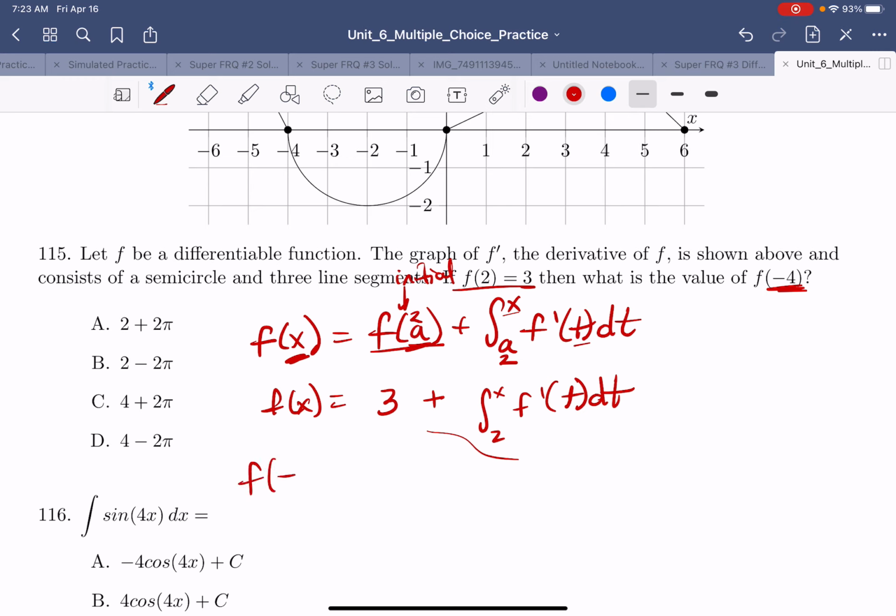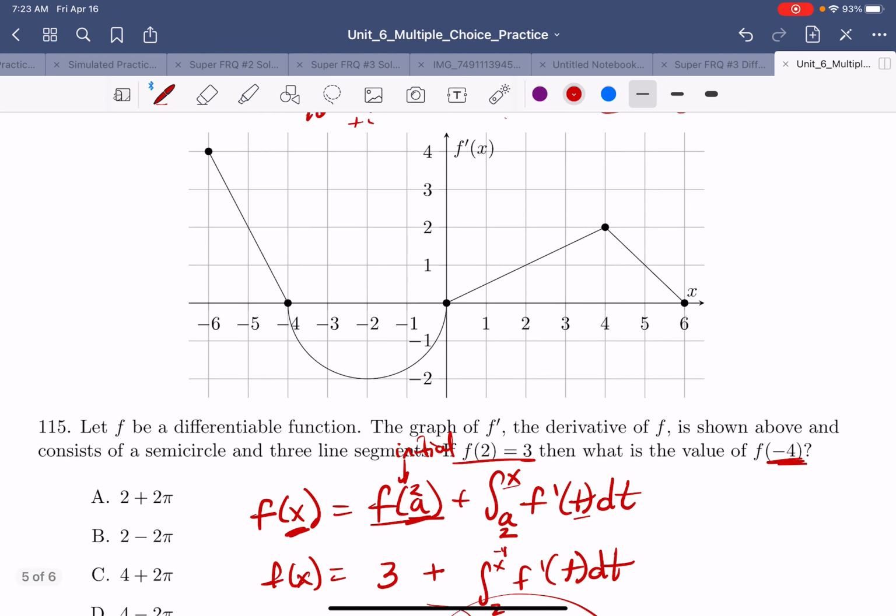So f of negative 4 is equal to 3 plus, well, actually, I already recognize that if I put negative 4 there, I'm going to end up flipping that. So instead of putting the plus there, I'm going to change that already to a minus and then flip my bounds from negative 4 to 2. I'm just going to do that ahead of time. Okay, so now I need to know what is the integral from negative 4 to 2. So that's from negative 4 to 2, so I need to find these two areas pretty much.